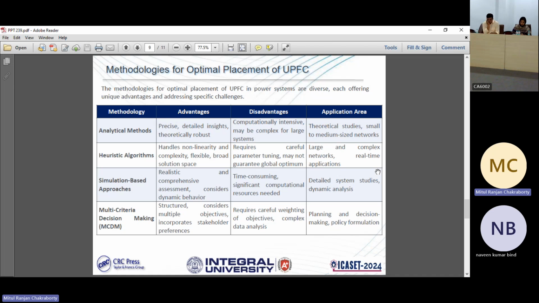And then there are various methodologies for deciding how to place it optimally. There are various methods: analytical, heuristic, simulation based, and MCDM. And heuristic algorithms are the most resourceful and much more effective, but they may not always give the global optimum condition. So that is one challenge there.